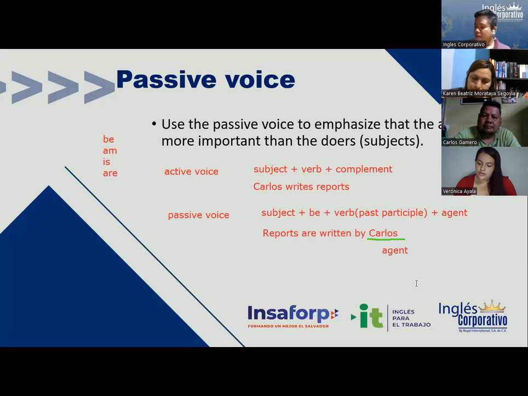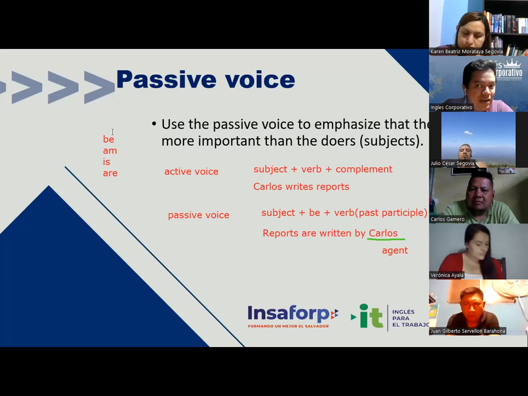¿Ok? Now, before moving on with this information, antes de moverme con esta información, do you have any question with this? O sea que en ese pasado participio solo se le va a agregar ed o qué otra se le agrega a los verbos? Depende del verbo. Ahí sí, básicamente va a depender del verbo que se use.